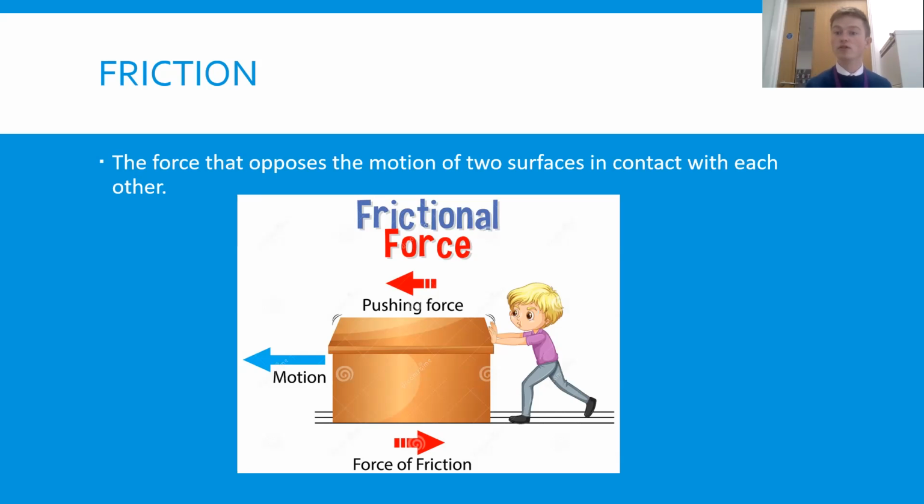Now, some areas might have more friction than others. If you pushed a box on a carpet, it would move slower than if you pushed a box on an ice rink. Why do you think that is? It's because an ice rink would have less friction than a carpet.